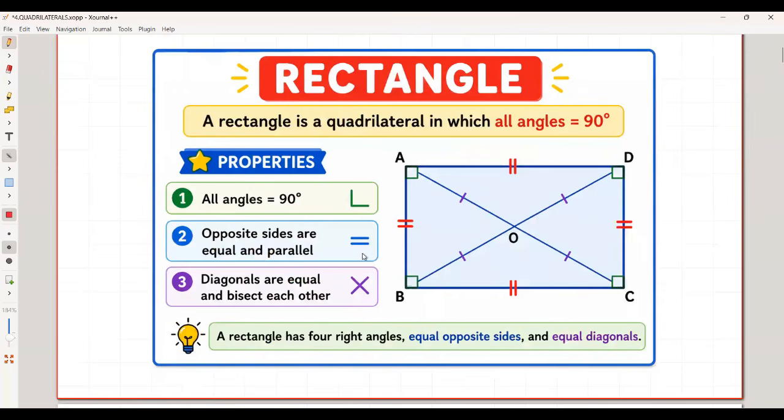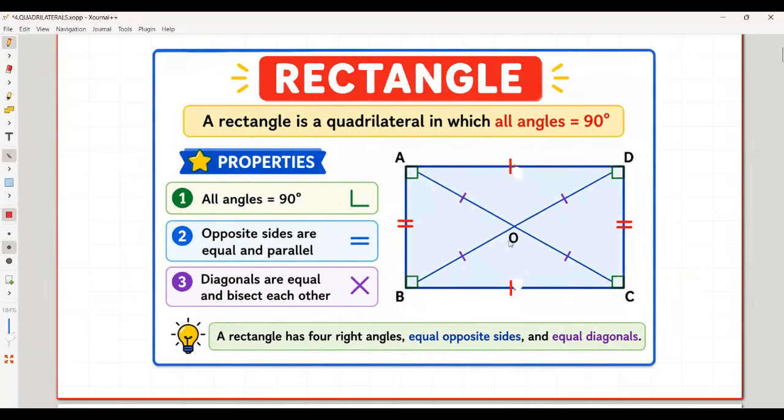The next one is the rectangle. A rectangle is a quadrilateral in which all the angles are 90 degrees. We are going to look at some properties of a rectangle. The first one is that all the angles are 90 degrees. In a quadrilateral, opposite sides being equal and parallel is called a rectangle.